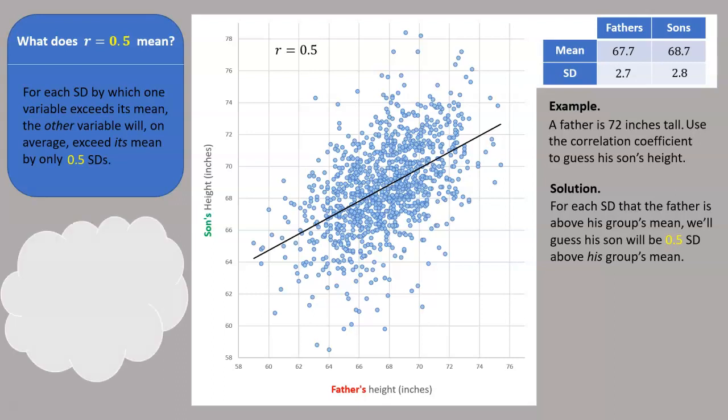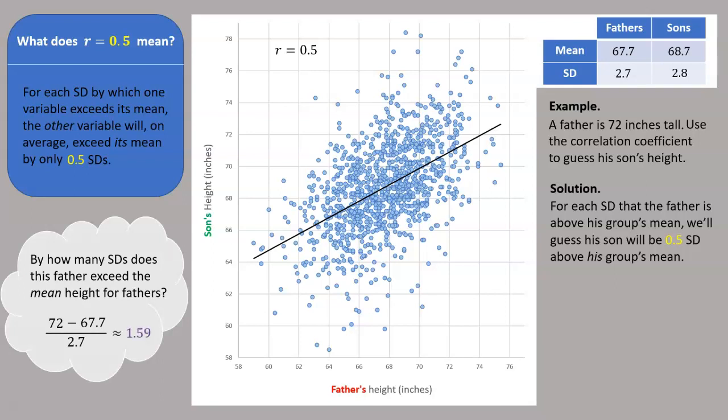Let's think about this. The first question we must ask ourselves is, by how many standard deviations does this father exceed the mean height for all fathers in the study? In other words, what is this father's standardized score for height? Well, his height is 72 inches, but the mean height for fathers is 67.7 inches, so we'll subtract that off. And to finish standardizing, we must divide by the standard deviation for fathers, which is 2.7 inches. Run that through your calculator, and you'll get approximately 1.59. That is, the father is about 1.59 standard deviations above his group's mean.